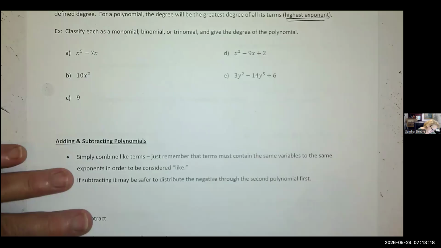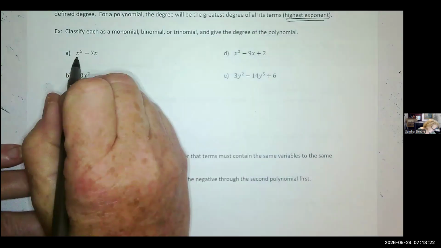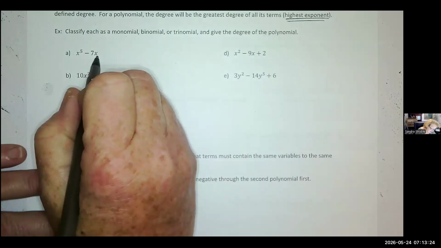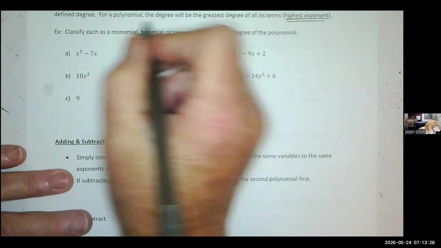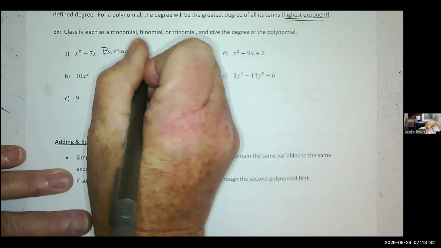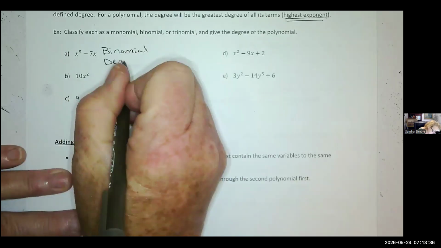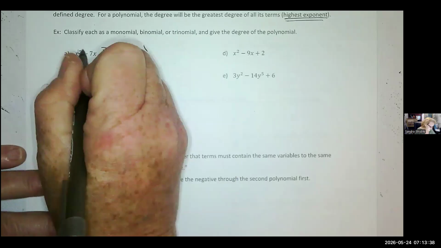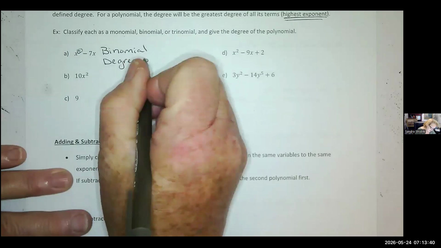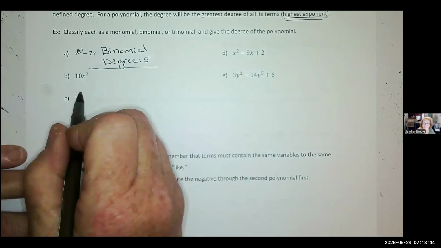All right. So looking at this binomial here, we've got two terms. And the question is classify, oh, well, it's a binomial because there's two terms. And the degree is the highest or largest exponent, which is 5. All right, the next one, go ahead and pause the video and attempt the rest of them yourself.